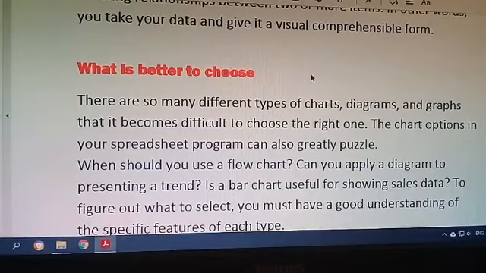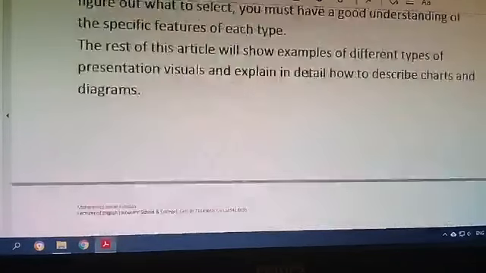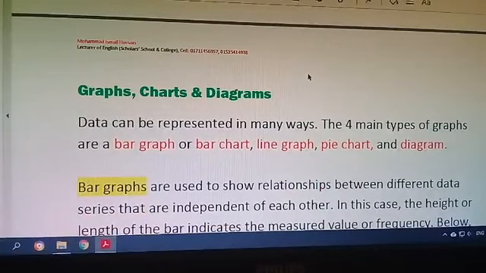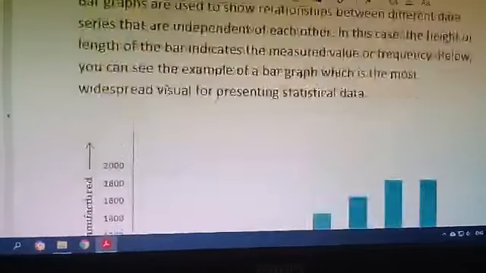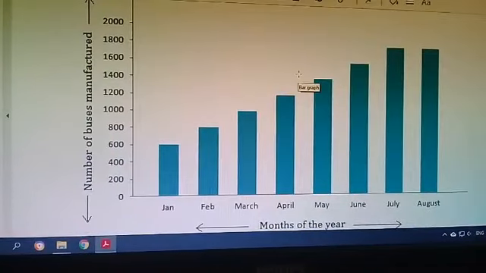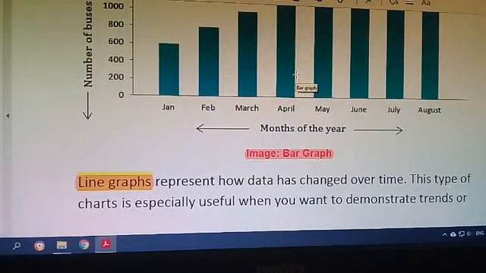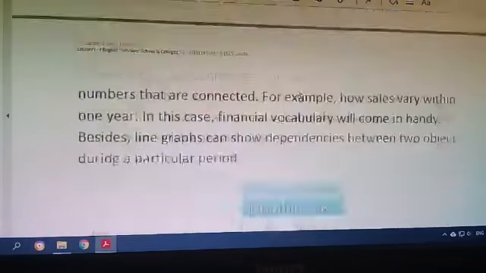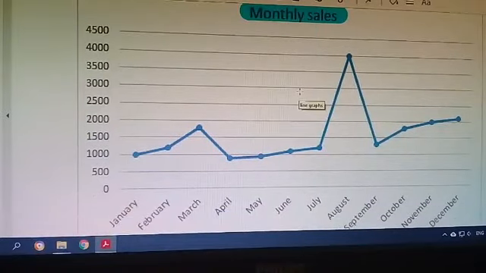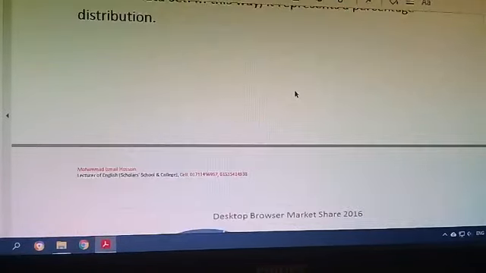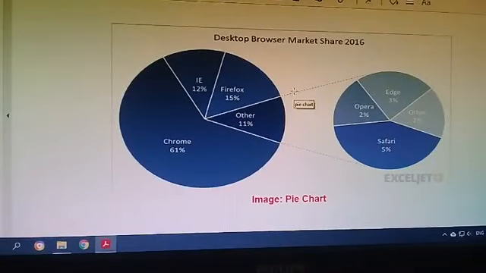What is better to choose? Graph sets, diagram, pie sets, and so on. So how many types of graph writing are there? One is the bar graph. This type of writing is a bar graph. And the line graph. You can see here, this is a line graph. And number 3 is the pie chart.